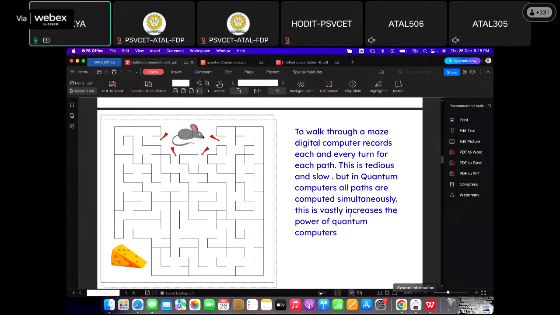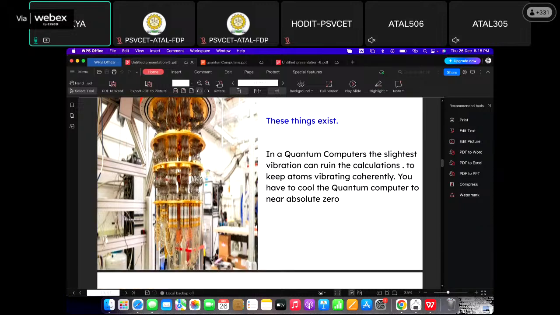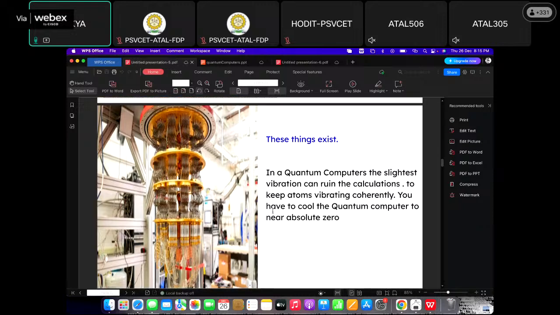Okay, so this one you need to check. Now these things already exist. This is US based quantum computers. This whole thing is not a quantum computer; at the bottom you have quantum computers. In a quantum computer, the slightest vibrations can ruin the calculation. And to keep the atoms vibrating coherently, you have to cool the quantum computers to near absolute zero.